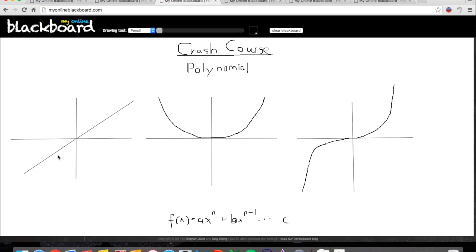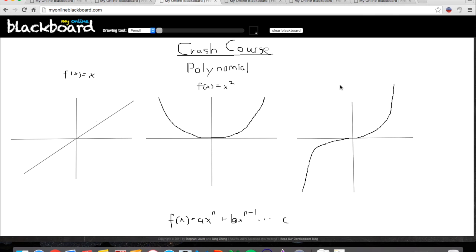So over here, you have f of x equals x. This is just what we call a linear function. So I'm going to draw f of x equals x. Now over here, it's what we call a quadratic. So f of x equals x squared.